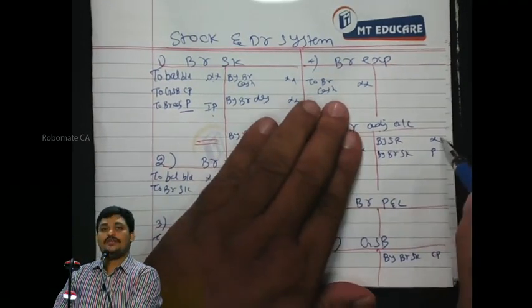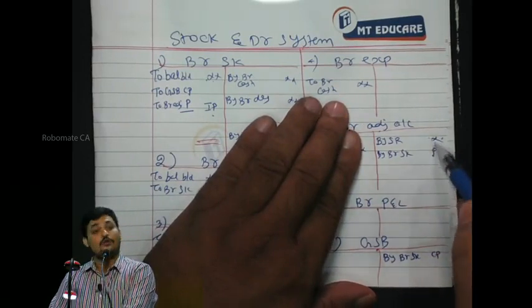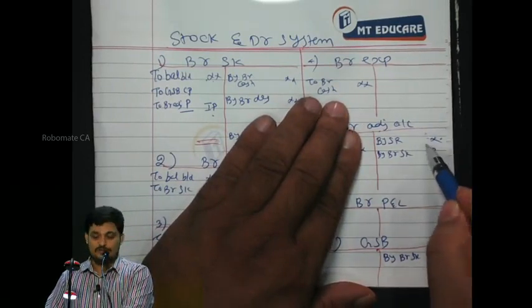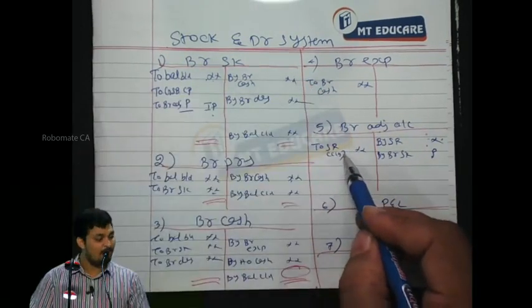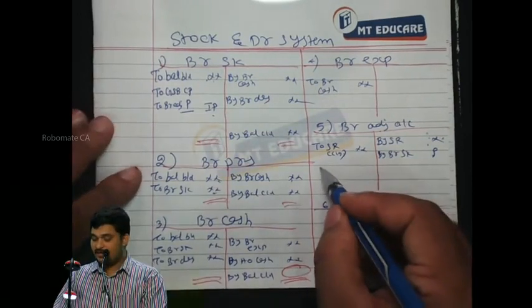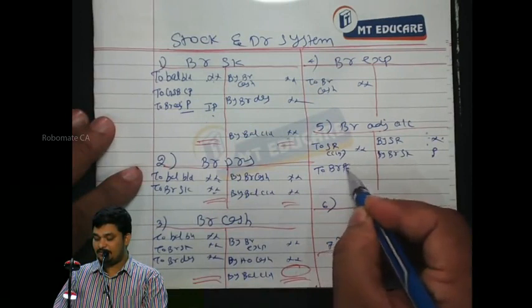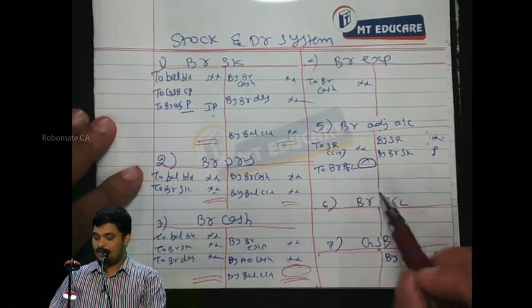This is the profit on opening stock. This is the profit on goods sent during the year. This is the profit on total goods. Profit on total goods minus profit on closing stock is the profit on goods sold. So that profit will be transferred to branch P&L.